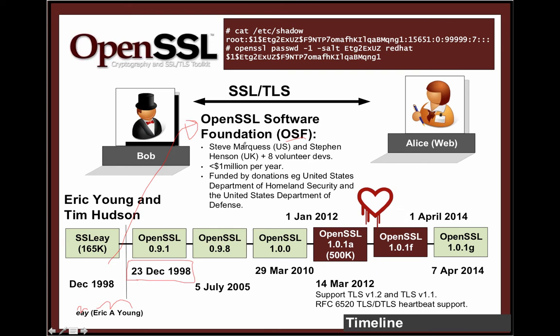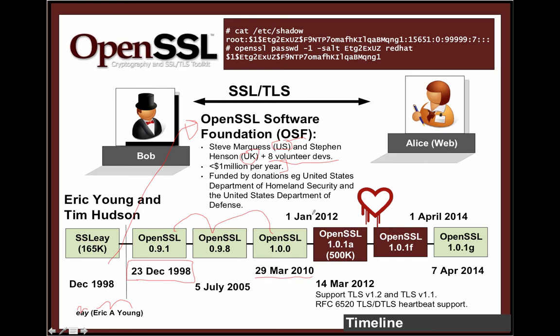The OpenSSL Software Foundation is run by Steve Marquess and Stephen Henson. One is based in the US and the other in the UK, with a number of volunteer developers and with a fairly minimal budget of less than $1 million a year. It's funded by various agencies, or it was funded by various agencies, such as the Department of Homeland Security and the Department of Defense. So the code in it increased over the years until we got to 1.1, released in March 2010.